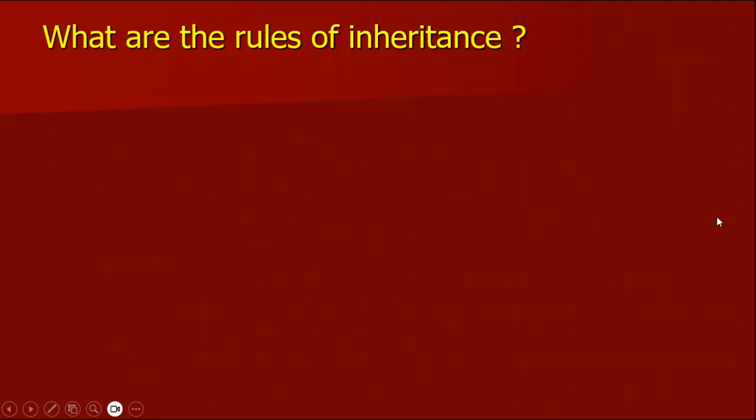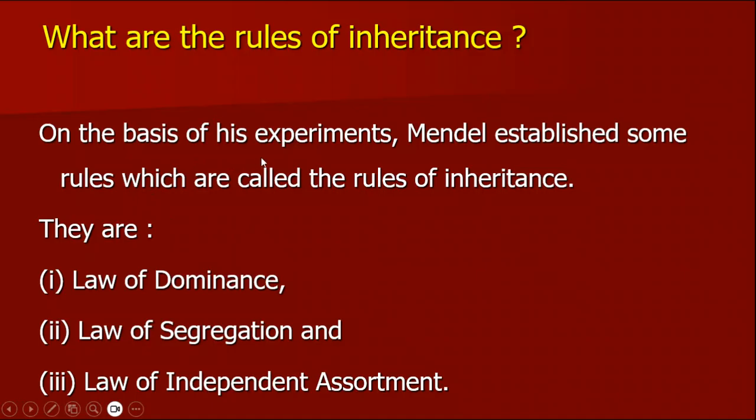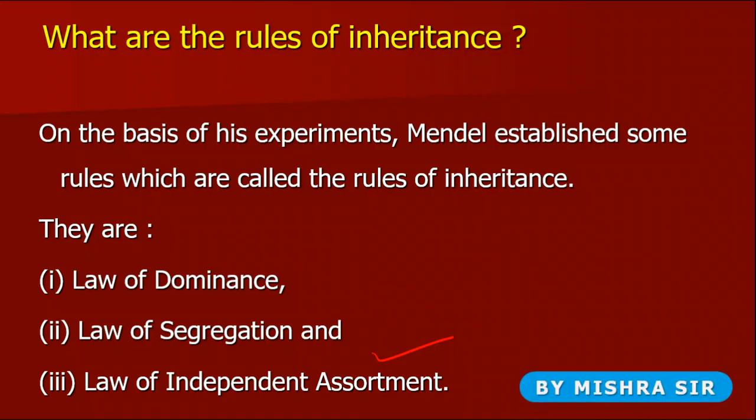Next question on your screen. What are the rules of inheritance? On the basis of his experiments, Mendel established some rules which are called the rules of inheritance. There are 3: law of dominance, law of segregation, and law of independent assortment. Right? Next question on your screen.